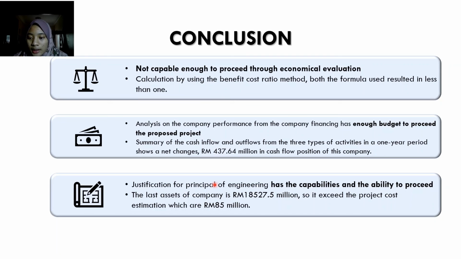So basically, this highway project from Shell Sdn Bhd is more likely to proceed, and the company more likely has the ability to do this project. But unfortunately, the economic evaluation shows the opposite result from the analysis and the justification. So some problems might occur during the project. But most importantly, this project has the ability to proceed for the highway project.